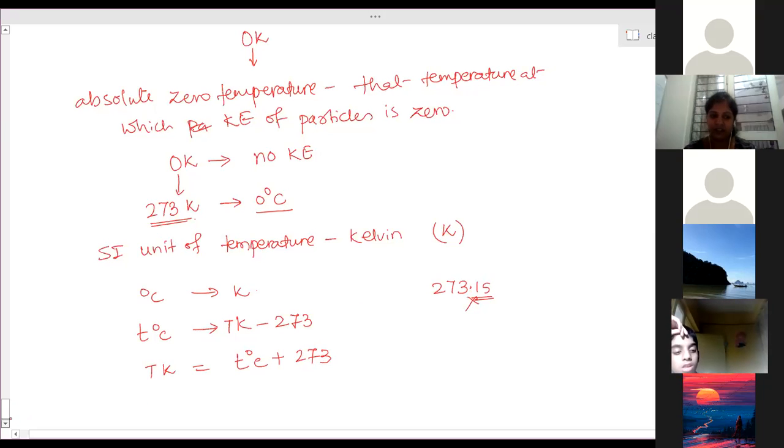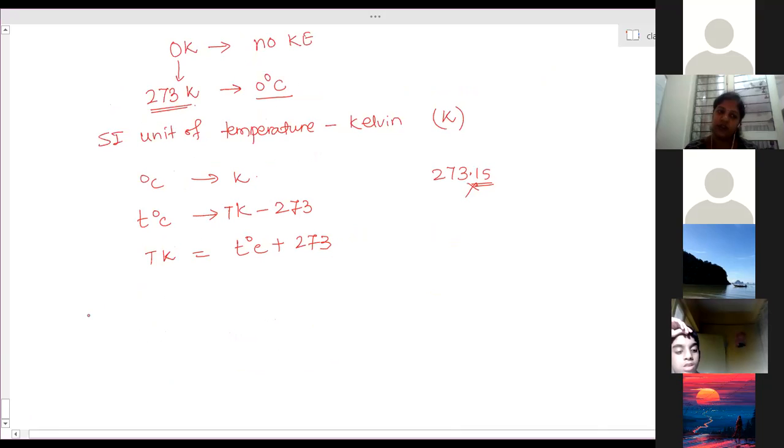For example, suppose you have 27 degrees Celsius temperature. We need to convert into Kelvin. What we have to do is degree Celsius plus 273, then it is on the Kelvin scale. So 27 plus 273 is equal to 300 Kelvin. Clear? Able to understand the conversion? Yes, ma'am.